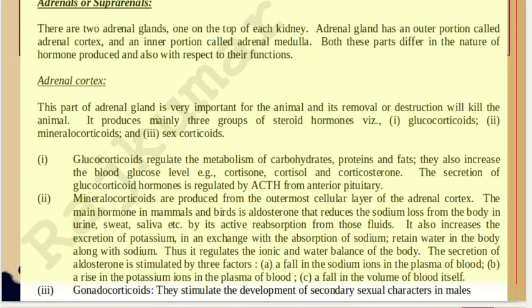The secretion of aldosterone is stimulated by three factors: a fall in the sodium ions in the plasma of blood, a rise in the potassium ions in the plasma of blood, and a fall in the volume of blood itself. The gonadocorticoids stimulate the development of secondary sexual characters in males.